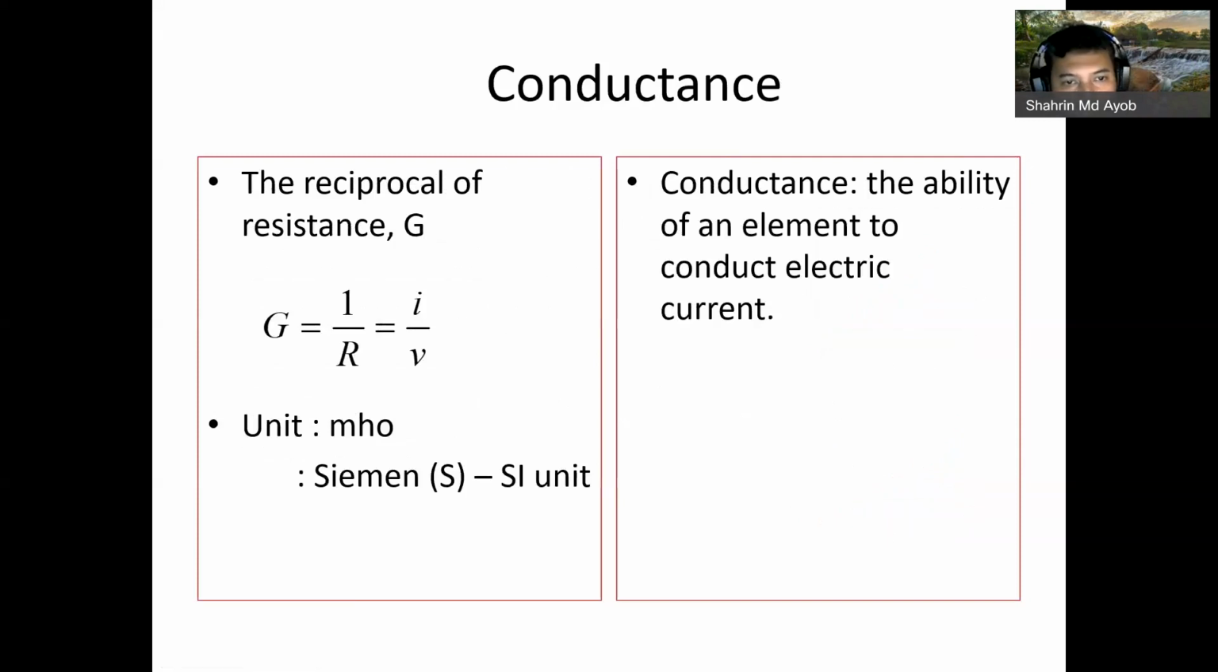And this is the conductance. The conductance is the inverse of the resistance. The symbol is G, and the unit is mho, which is ohm spelled backward. The unit is Siemens. So this is the definition of conductance: the ability of an element to conduct electrical current.